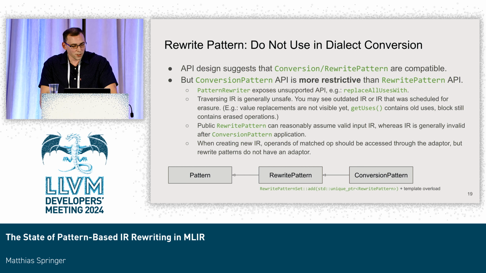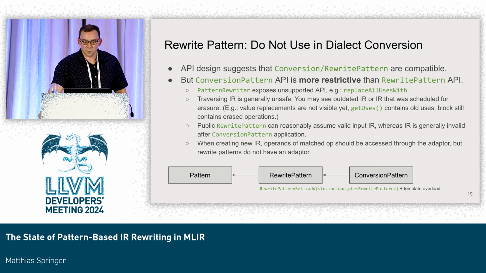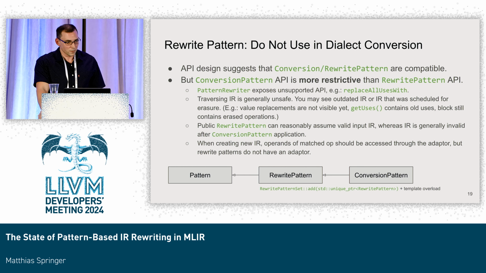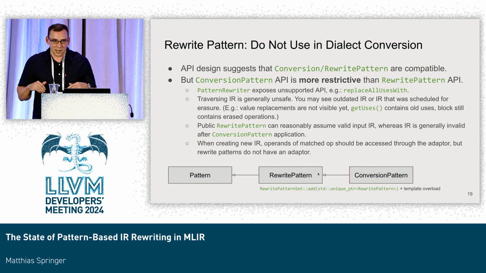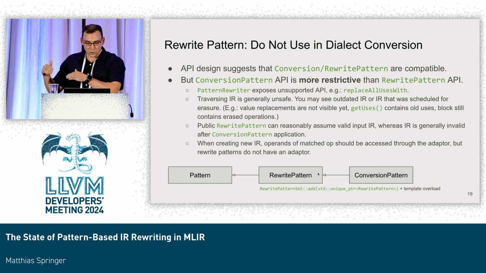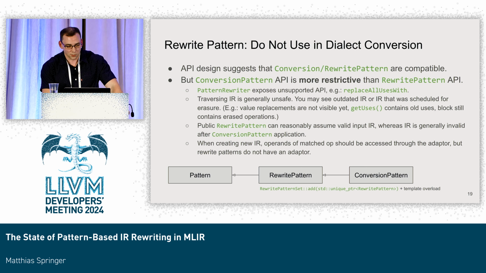Here's also an interesting one. Do not try to use a rewrite pattern in a dialect conversion. If you look at the class structure, everything inherits from pattern, and conversion pattern inherits from rewrite pattern. It looks like the API is composable. Every conversion pattern is also a rewrite pattern. But that's not quite true, because a rewrite pattern may use replace all uses with, or it may traverse IR. All of this is not safe during a dialect conversion. That's why generally you should not mix those two.